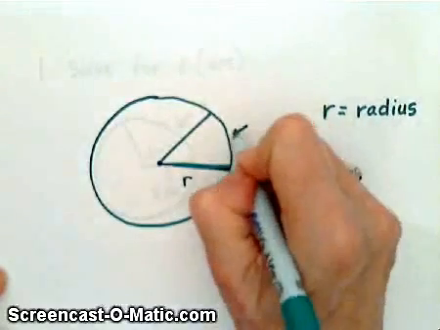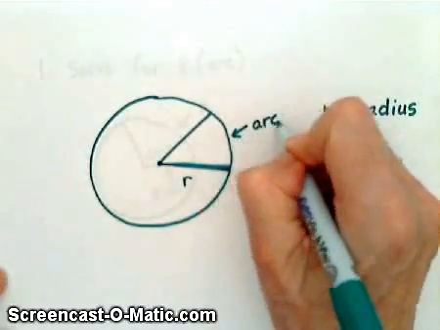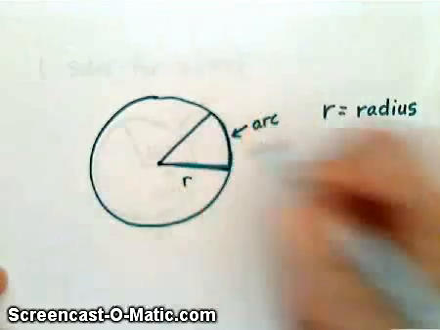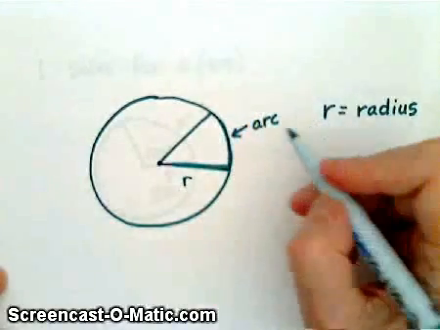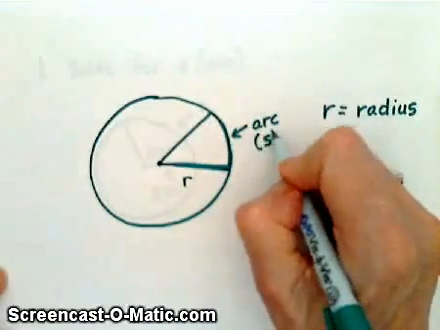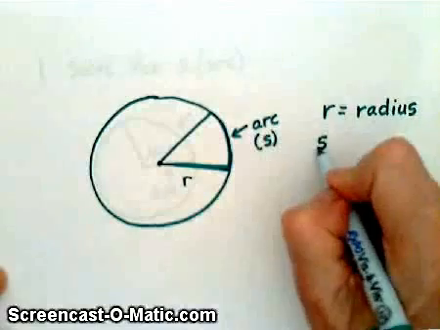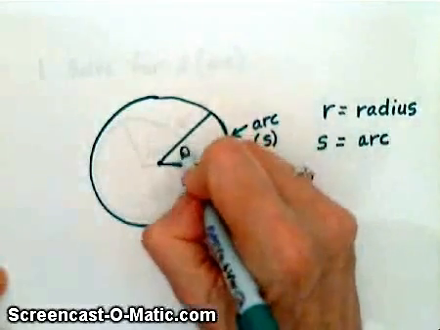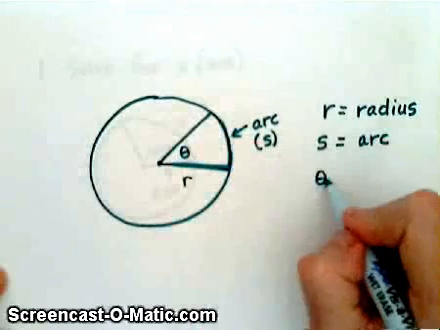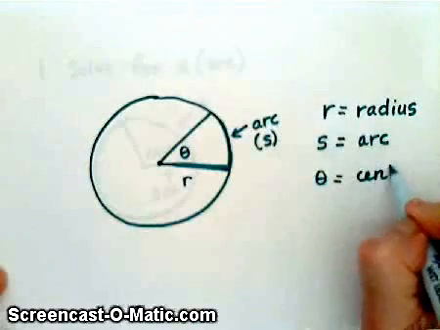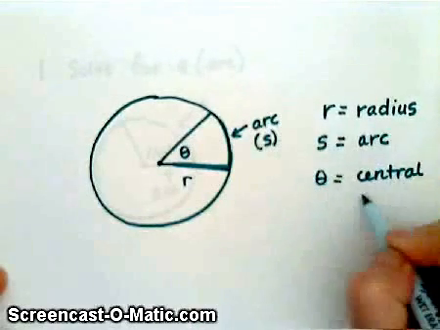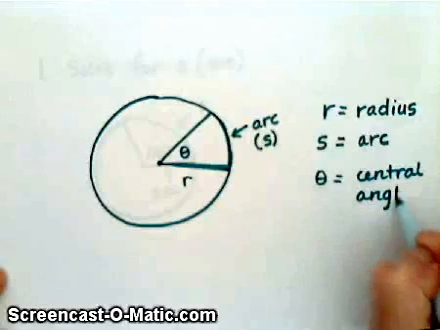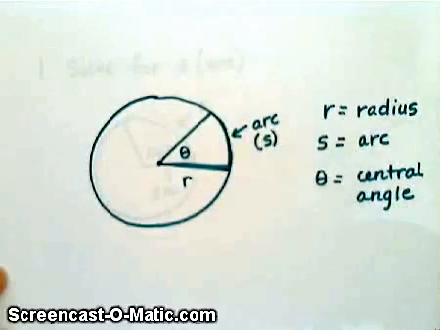This is called the arc, just the little curved part right there, pizza crust. And for some reason we're going to abbreviate it with the letter S. S is equal to the arc. And then this right here is going to be called theta. And theta is equal to a central angle, which is just what its name says. It says an angle with a vertex at the center. So these are the three parts of our formula.